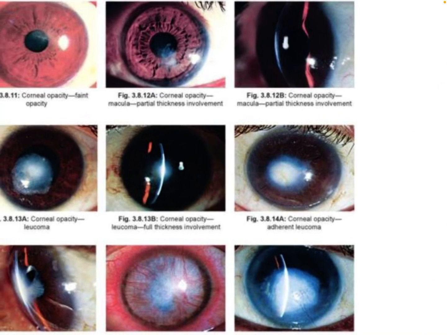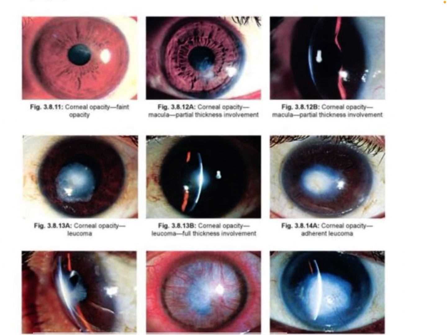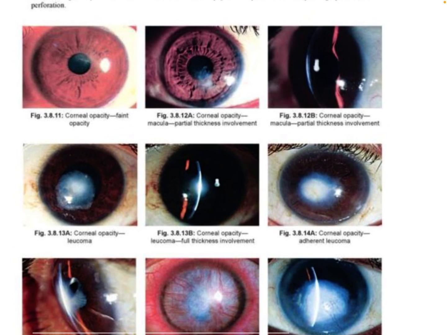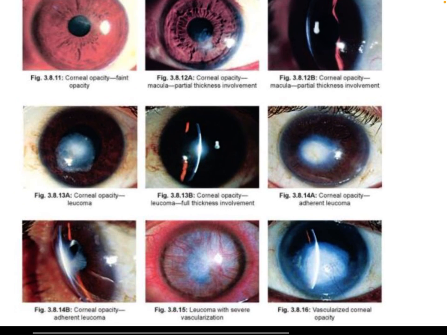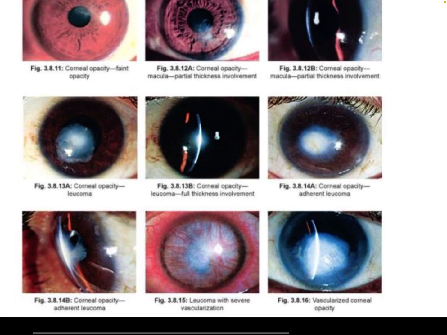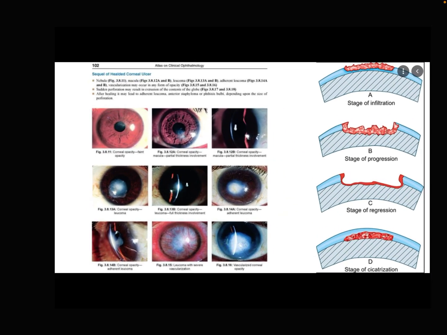So this is just the image of all these corneal opacities, just to make you understand. Macula is very small, as you can see, and leucoma is quite large, so it will interfere with vision. And you can see this one is completely on the pupil, so it will be very difficult for the person to see. Then leucoma with severe vascularization. Usually you don't see any vessels on the cornea, but here the entire cornea has become white, in the sense there is scarring, and then it is vascularized also.